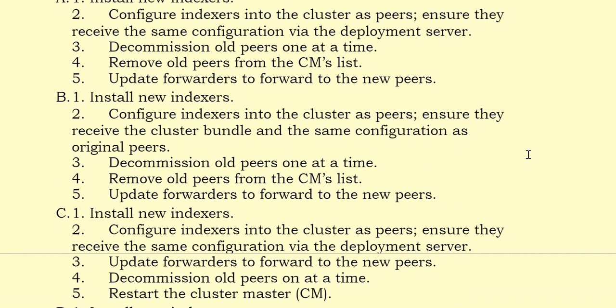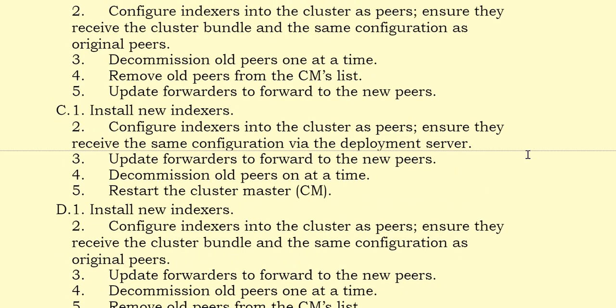Option B. First, install new indexers. Second, configure indexers into the cluster as peers. Ensure they receive the cluster bundle as the same configuration as original peers. Third, decommission old peers one at a time. Fourth, remove old peers from the CM's list. Fifth, update forwarders to forward to the new peers. Option C. First, install new indexers. Second, configure indexers into the cluster as peers. Ensure they receive the same configuration via the deployment server. Third, update forwarders to forward to the new peers. Fourth, decommission old peers one at a time. Fifth, restart the cluster master, CM.